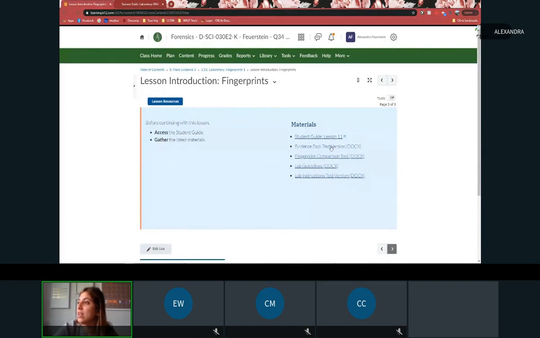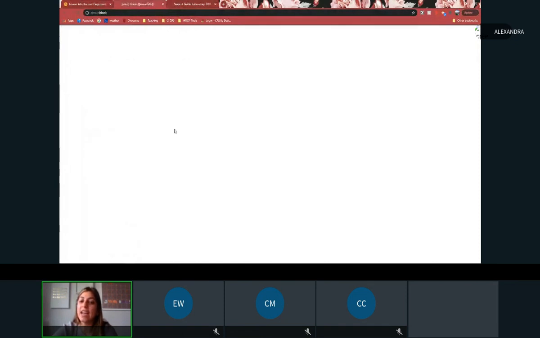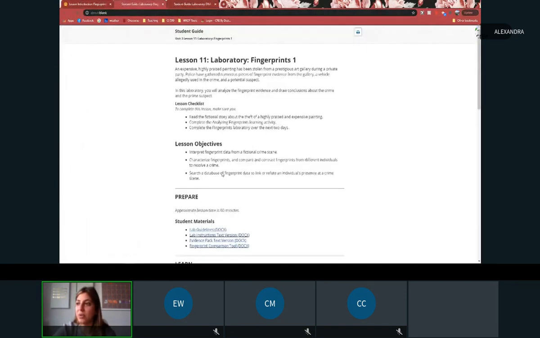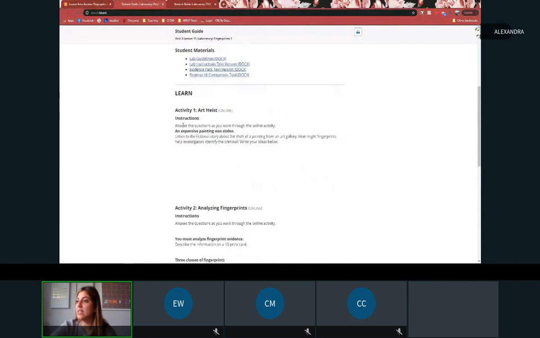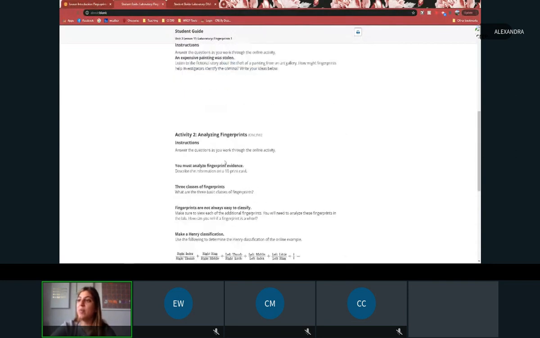So again, we're going to download this information. We have this evidence pack, and then we've got the comparison tool, and we've got the lab instructions and the text version. All of that is really just documents that they provide for you here and in the lab. So an expensive painting was stolen. You're going to have to answer some of these questions when you work through the online activities.